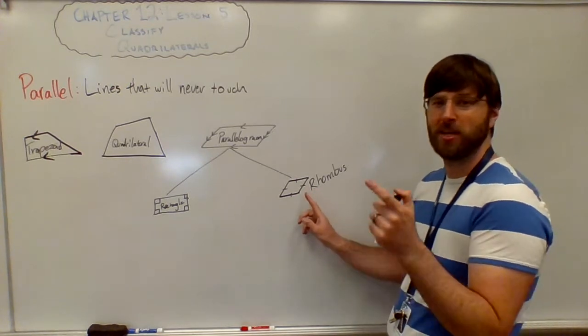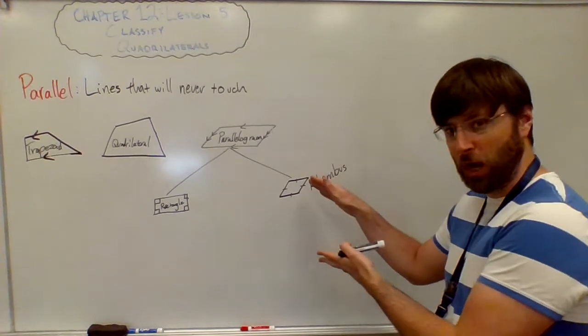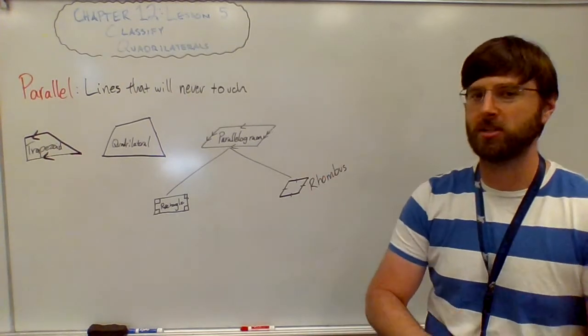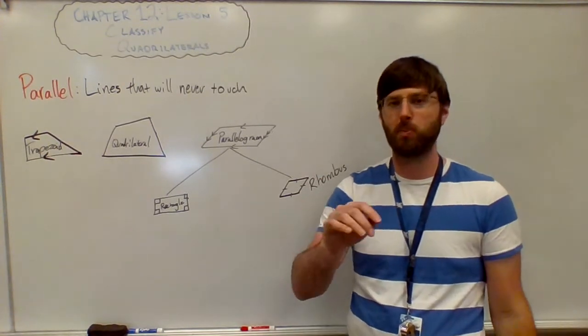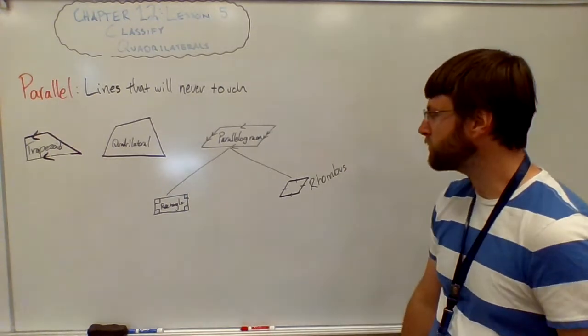Please tell your little cousins and brothers and sisters and nieces and nephews, and one day your children, if you have them, don't use the word diamond. Tell them it's a rhombus and set them up for success. It's a rhombus mathematically, okay? Diamond is something different. It doesn't have anything to do with polygons. So that's a rhombus.